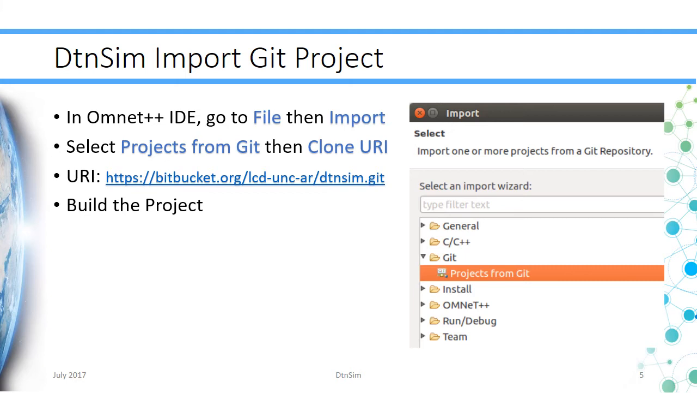So in order to import DtnSim, we should first of all install the OMNeT++ IDE, which is accessible on the internet to everyone. OMNeT++ can work on Windows, and can work on Linux as well. Once installed, we go to File and then Import. We can import a project from Git. We just choose Clone URI. We insert the DtnSim Git repository URI, and we just have our project imported in our OMNeT++ interface. Very easy.